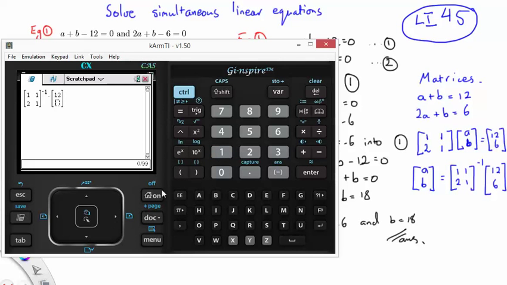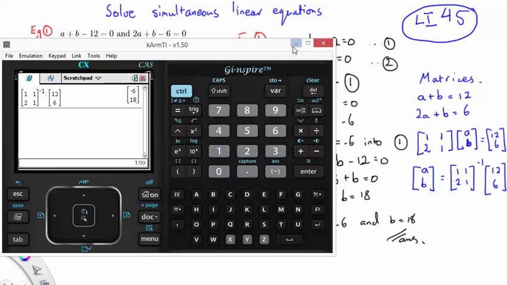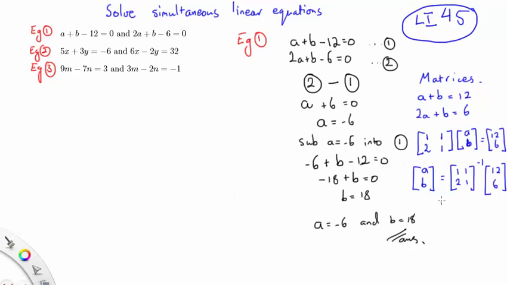12, 6. There we have it. We get -6, 18. So we can see that A, B equals -6, 18. And that's how we get our answer there.